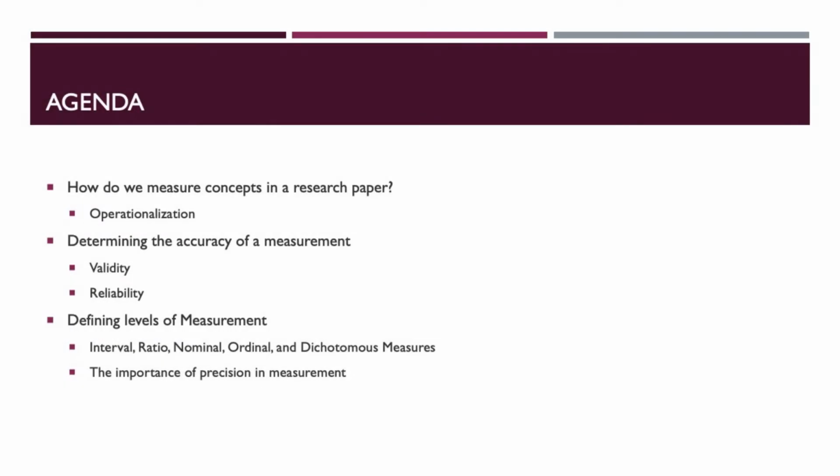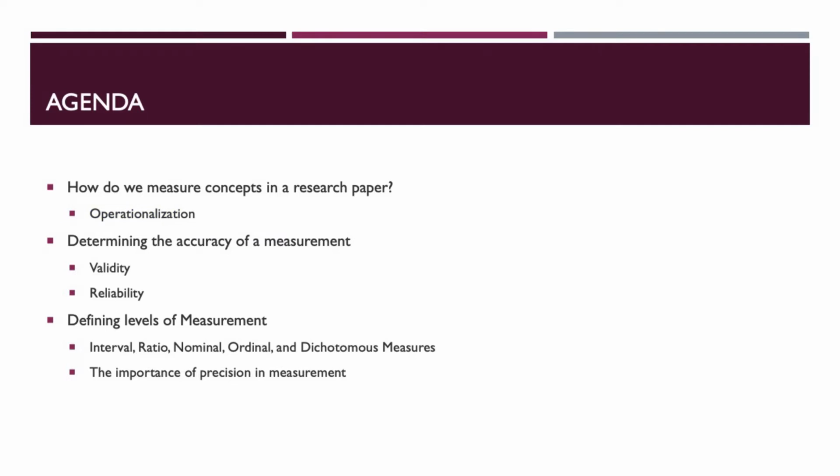This week we will discuss the importance of measurement when beginning the research process. Once you've identified the main concepts of your research paper, the next step is determining how to measure or operationalize those concepts. In the first part of this lecture, we'll run through some examples of how to operationalize variables.